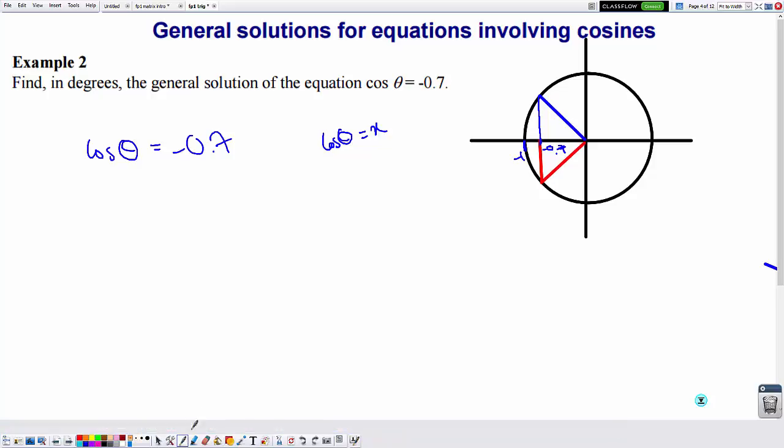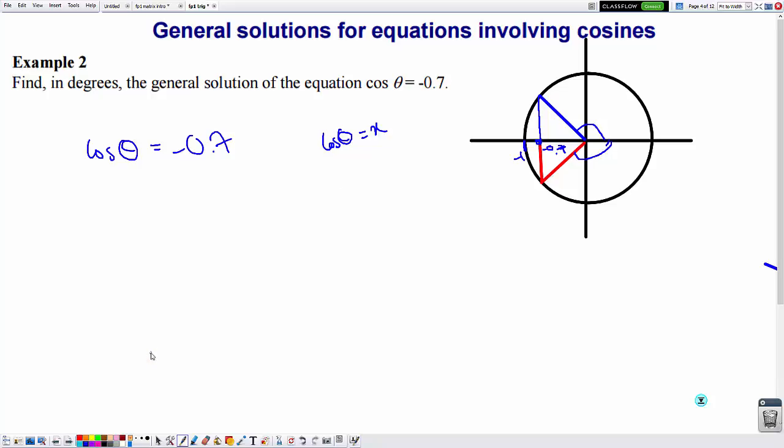Now looking at this, to get minus 0.7, remember cos theta is equal to your x. So this is my x, and I've got minus 0.7. I want to find the angle that gives me this. So I've got this angle here, and I've also got this angle here. Just by looking at symmetry, these angles are the same. This is just the negative of that angle. So all we need to find is that angle.